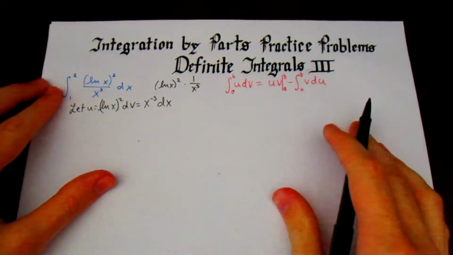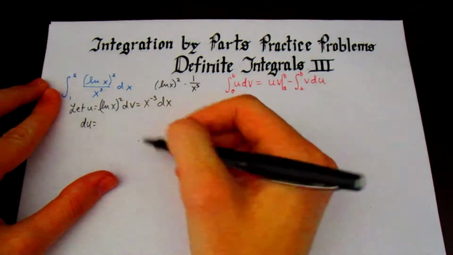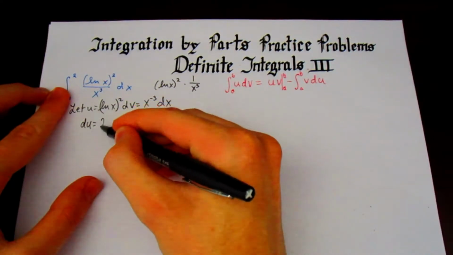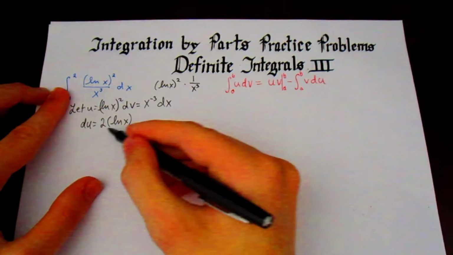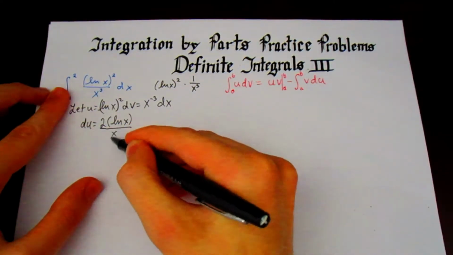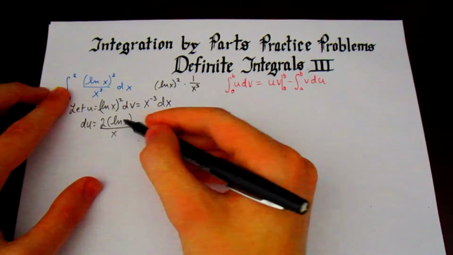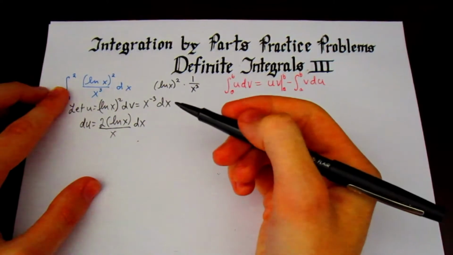Now our du is going to be the derivative of that. We're going to be using the chain rule. We have two functions here. This is going to be 2 times the natural log to the first, divided by x, since 1 over x is the derivative of the inside function, which is natural log of x. And don't forget that dx.